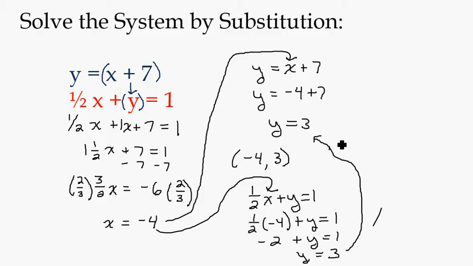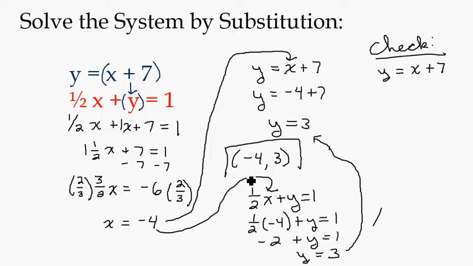So it doesn't matter. Now you can check your solution if you want by plugging in the values of x and y and make sure that it makes both equations true. So my first equation, y equals x plus 7. Here's my solution right here. I got y is 3 and x is negative 4. So certainly that's true. All right, that works.